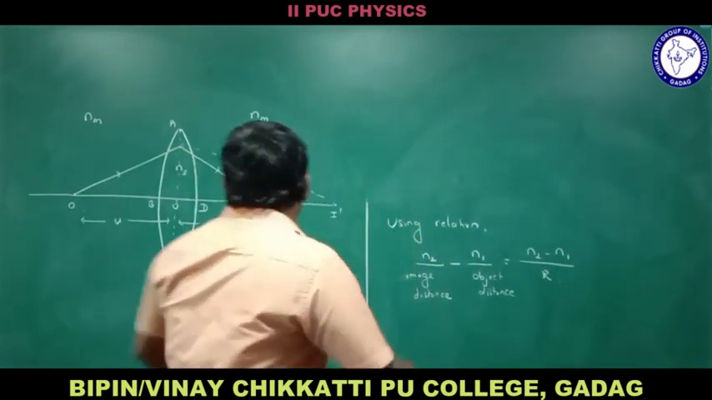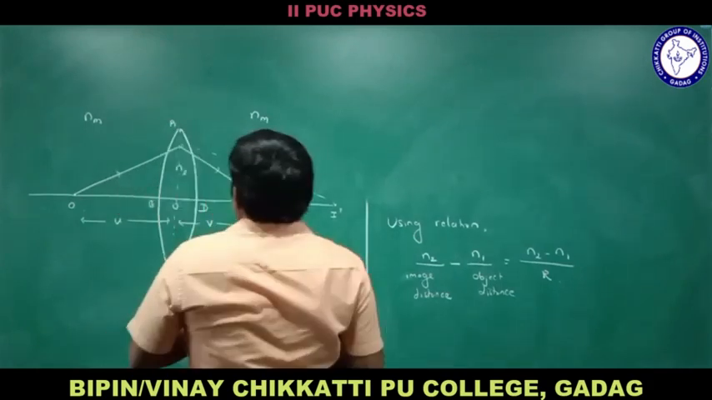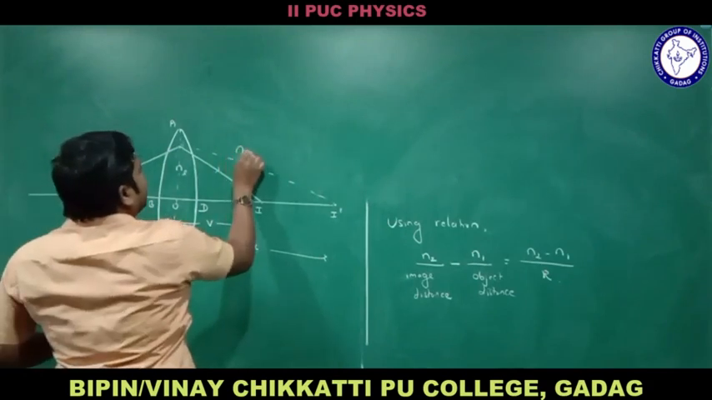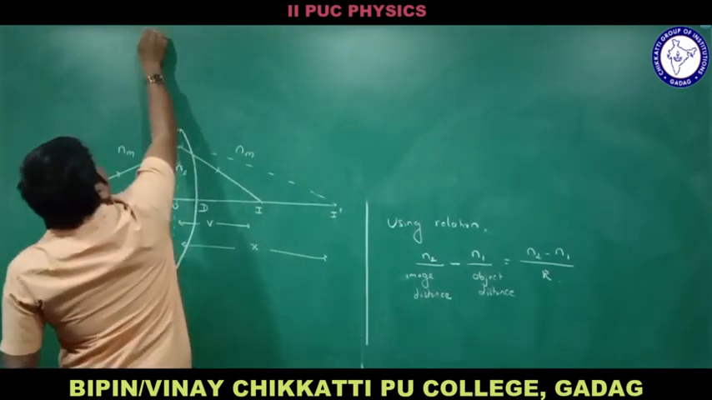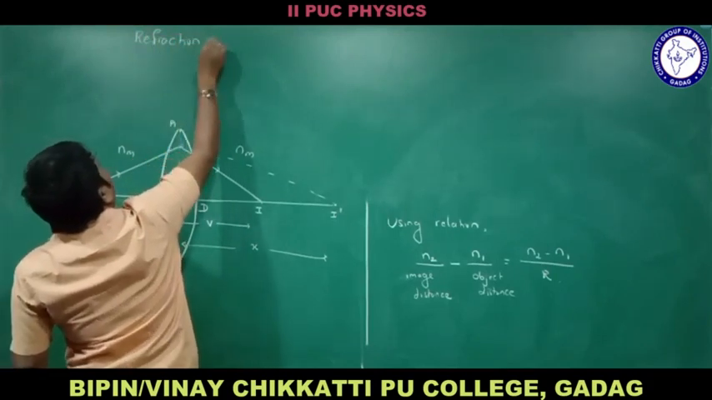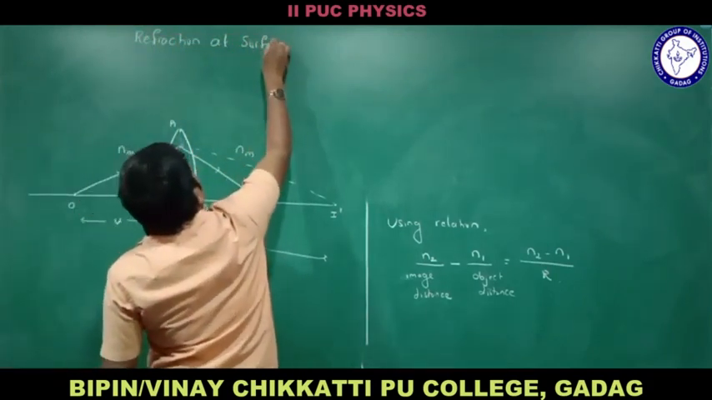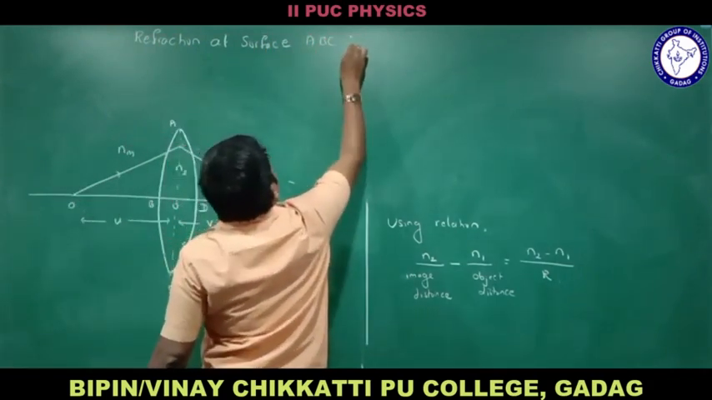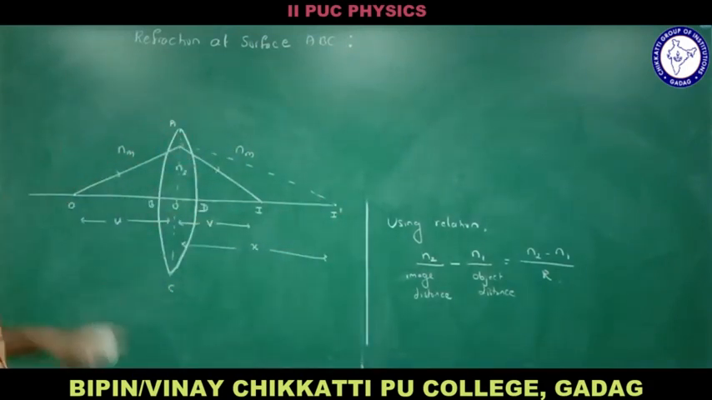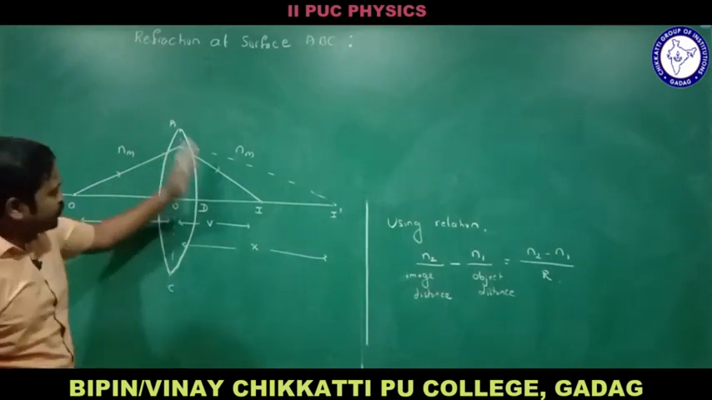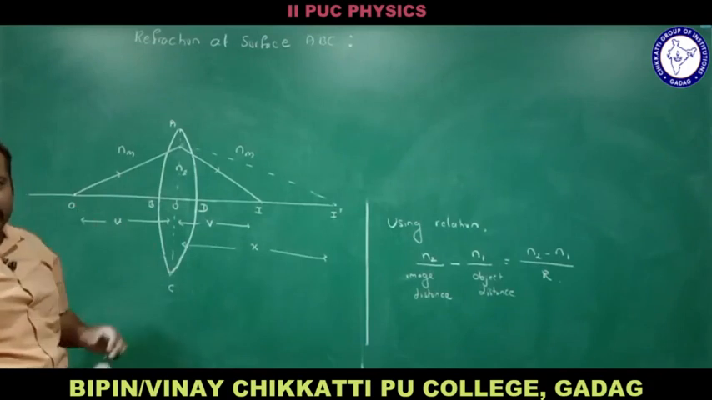Let us start with the first one, that is refraction at spherical surface ABC. So this is NM, let me write here. I need space here. First, refraction at the first surface, that is ABC. Let us use this formula for refraction at surface ABC. If I am considering only one surface ABC, there is no second surface called ADC.